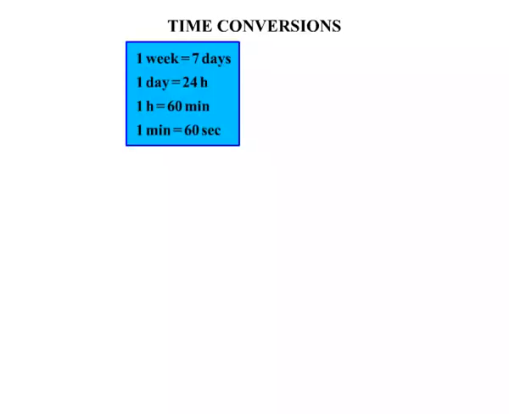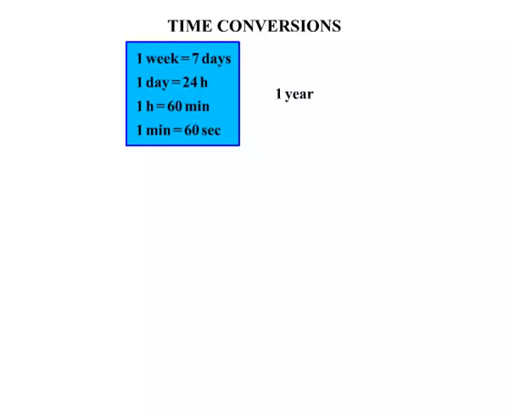Time conversions. Now we know that 1 week equals 7 days, 1 day equals 24 hours, 1 hour equals 60 minutes, and 1 minute equals 60 seconds. Now, when I say we know that, let's hope you know that. If you don't know that already, you need to commit that information to memory.